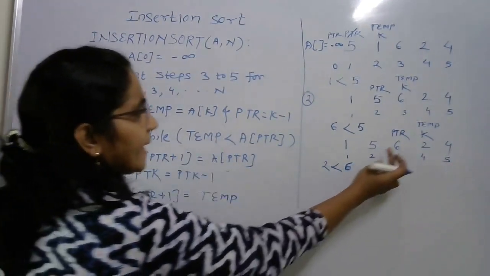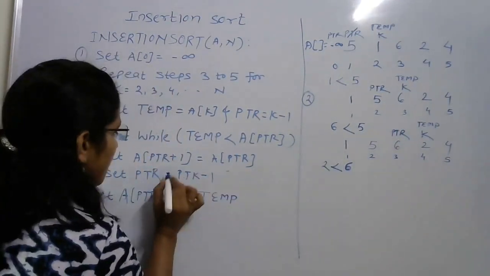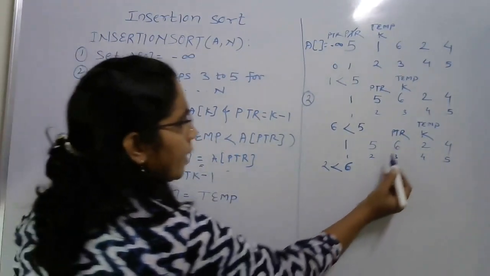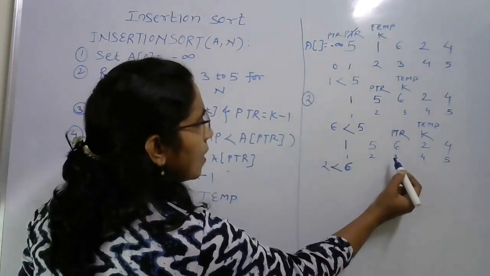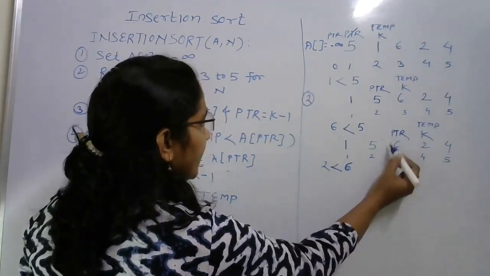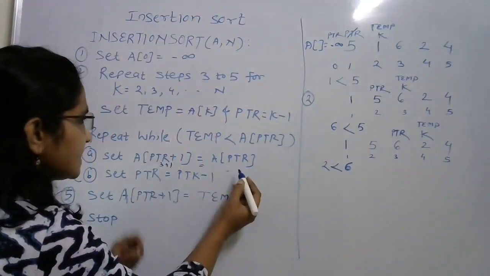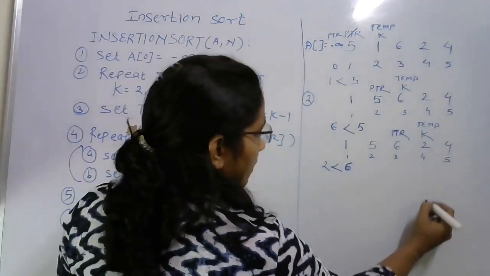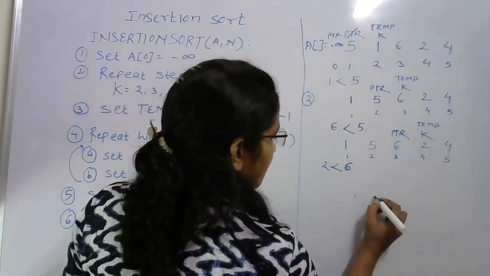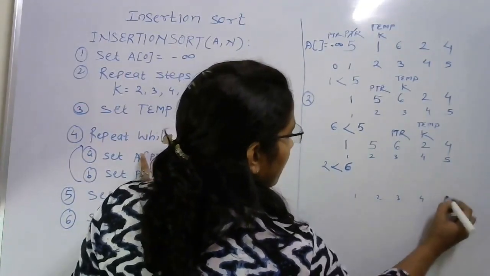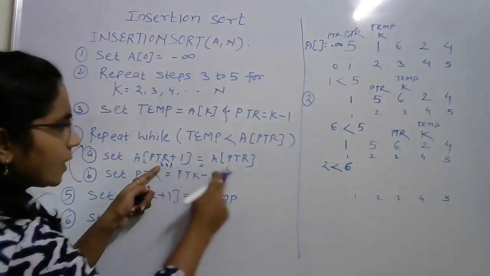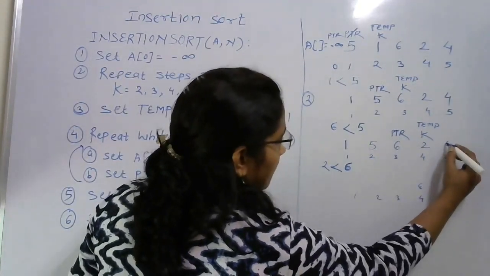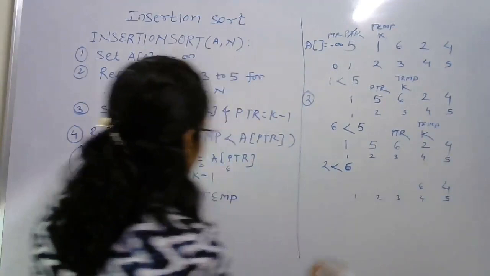What is the value of PTR now? PTR value is 3. So here 3 plus 1 means A of 4. That is equal to A of PTR. What is the current value of PTR? The current value of PTR is 6. So that 6 is assigned to the A of 4. So I write here once again the positions 1, 2, 3, 4, 5. Here A of 4 equal to 6.